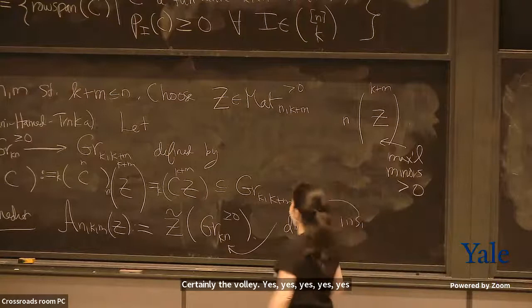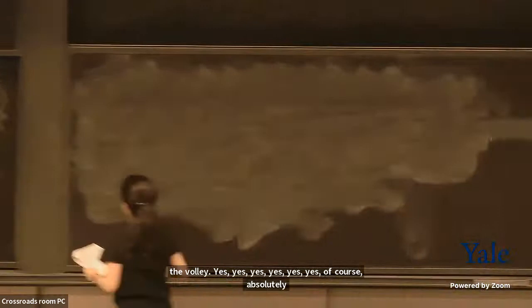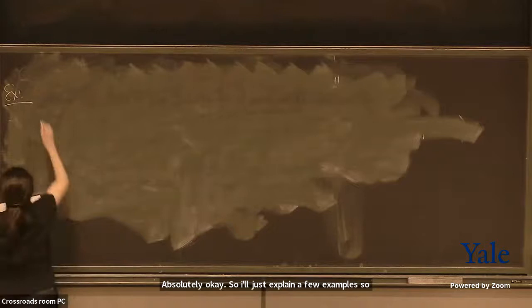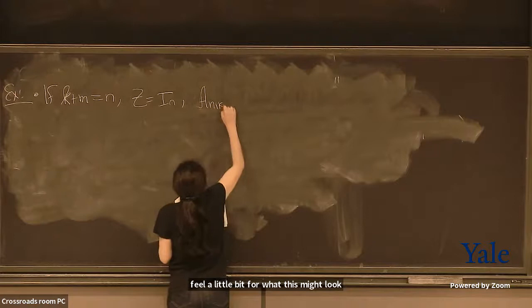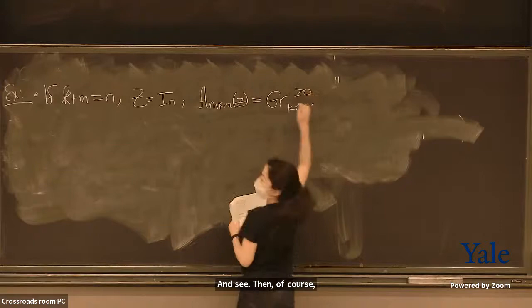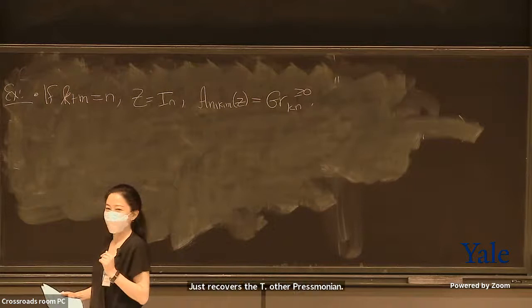Okay, so I'll just explain a few examples to get a feel for what this might look like. If k plus m equals n, and Z is the identity map, then of course this amplituhedron just recovers the TNN Grassmannian. Any questions?